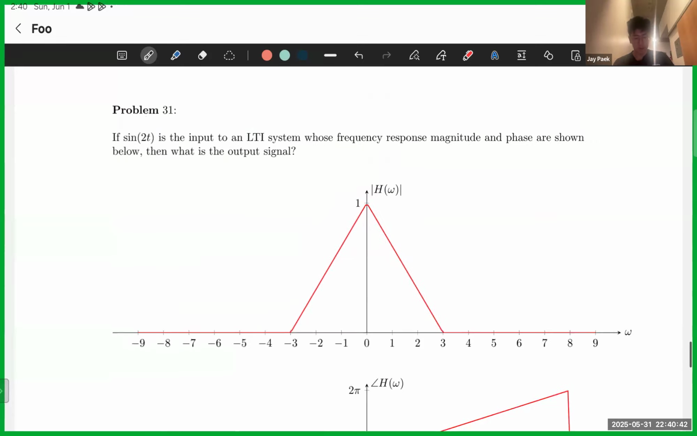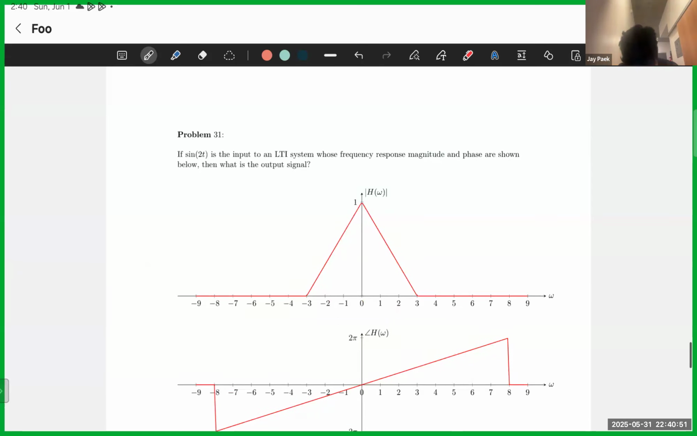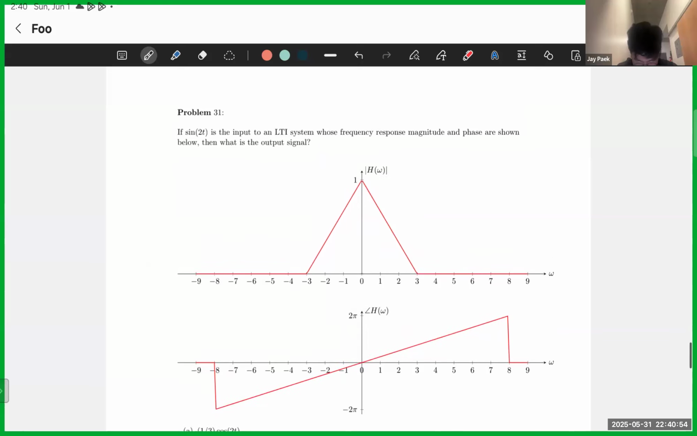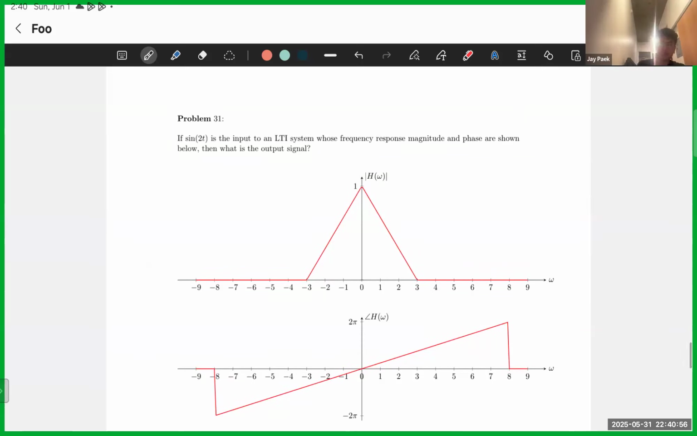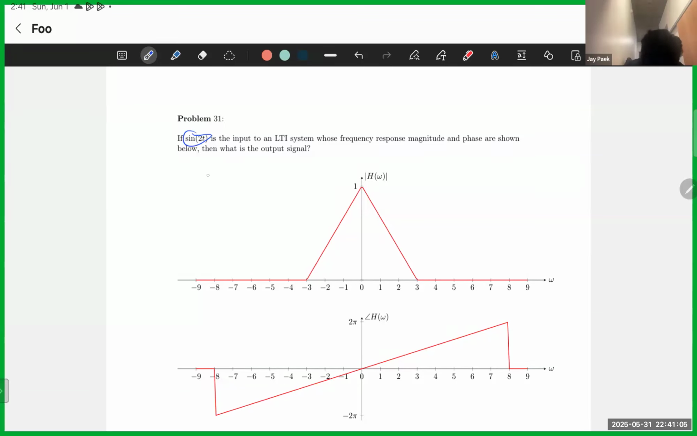Anyways, problem 31. If sine of 2t is the input of the LTI system whose frequency and magnitude plot are shown below, then what is the output signal? Okay. So first of all, let's just plot out what sine of 2t would look like in the frequency domain. So I will get my blue out. And then let's call this x of t. Then x of omega would look as follows. I'll just show you where it's placed. Place right here, place right here.